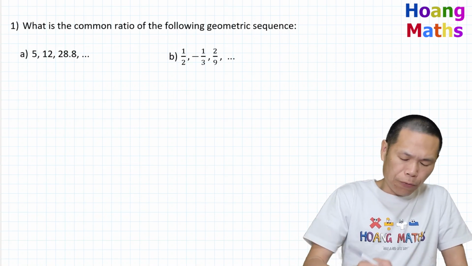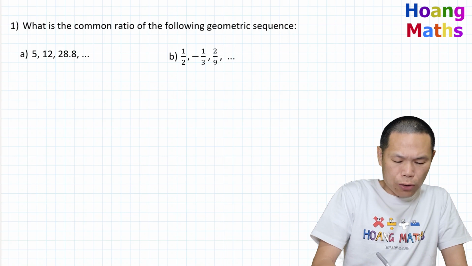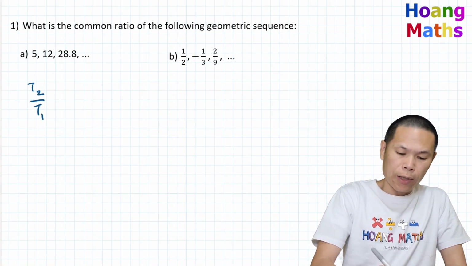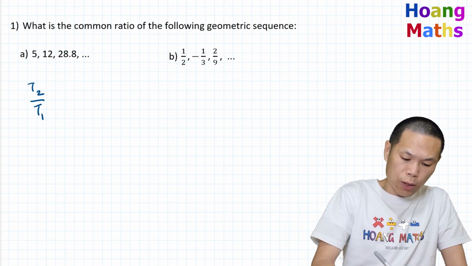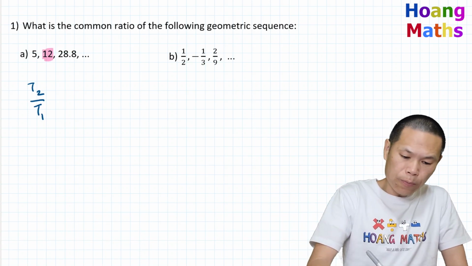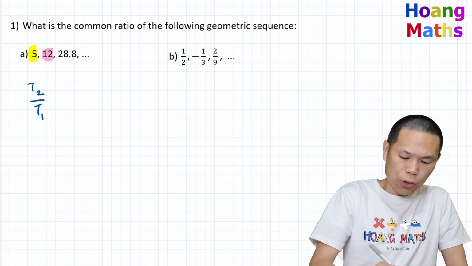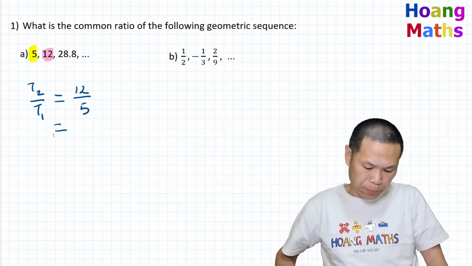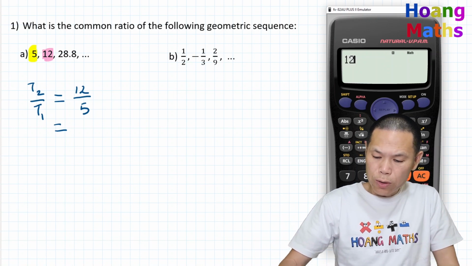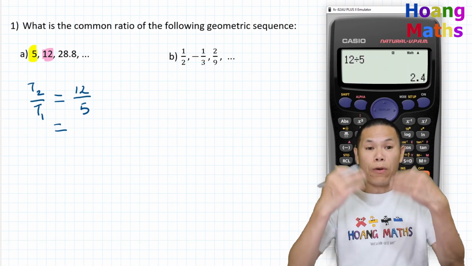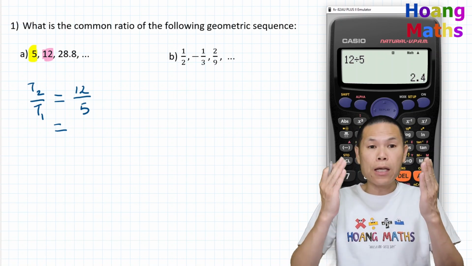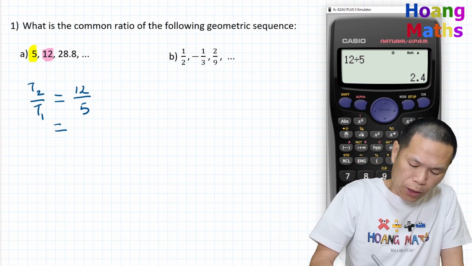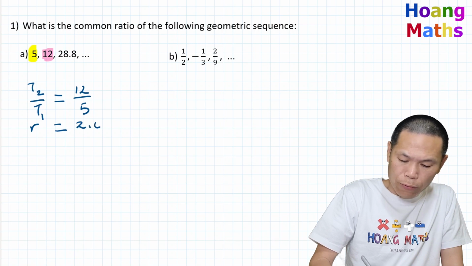So part A. First of all, to find the common ratio, we simply use term 2 over term 1. We know that term 2 is 12 and term 1 is 5. So term 2 is 12 over term 1 is 5. I just put that on the calculator, 12 divided by 5. So the common ratio is 2.4, which is R is equal to 2.4.